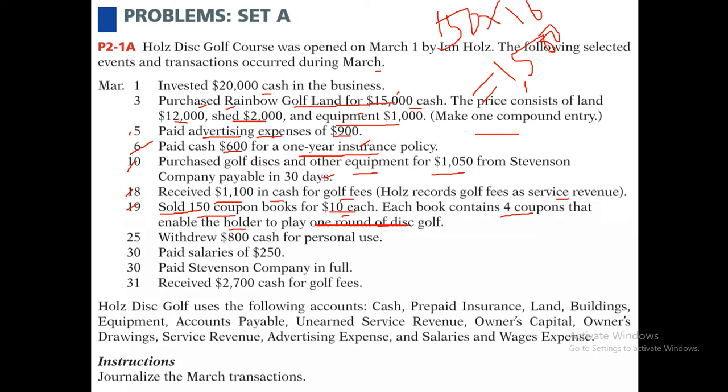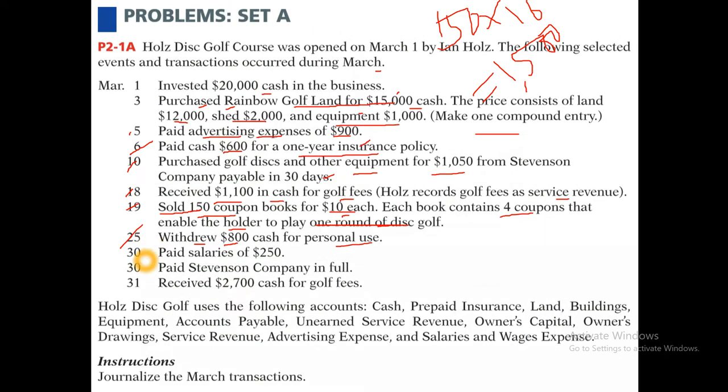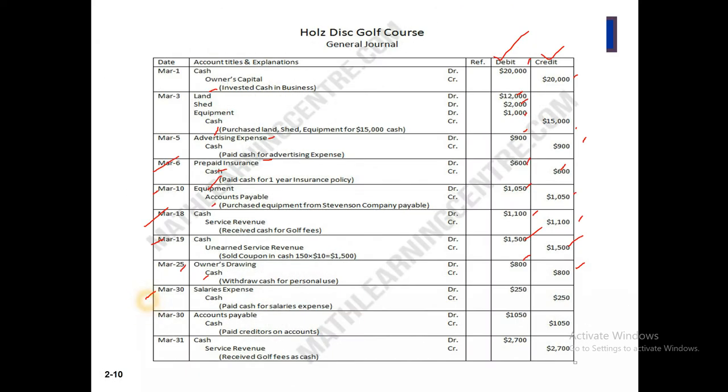Now March 25, withdrew $800 cash for personal use. For this, owner's drawings must be debit and cash credit. So this is our owner's drawings debit and cash credit, this figure. Now paid salaries. Salaries expense increases with a debit and cash credit, since this is paid. So here March 30, salaries expense debit and cash credit.